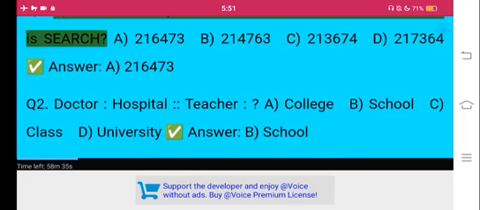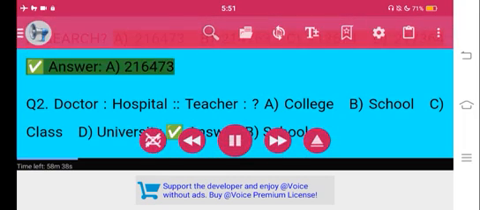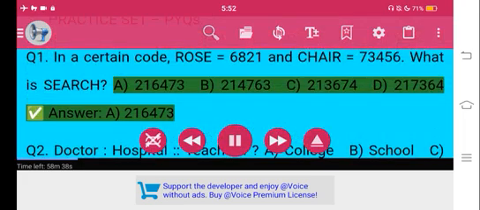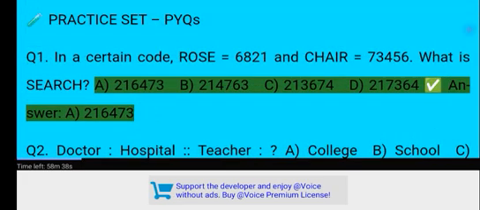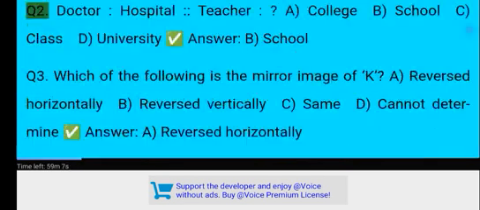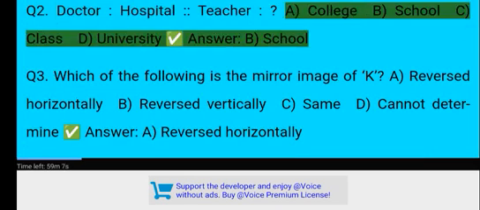Q1. In a certain code, rows equals 6,821 and chair equals 73,456. What is search? A 216,473, B 214,763, C 213,674, D 217,364. Answer: A, 216,473. Q2. Doctor, hospital; teacher, ? A college, B school, C class, D university. Answer: B, school.